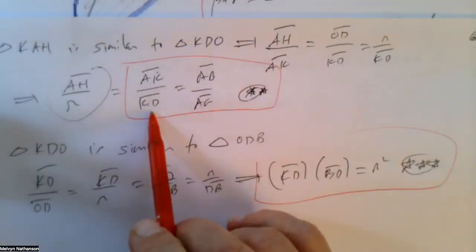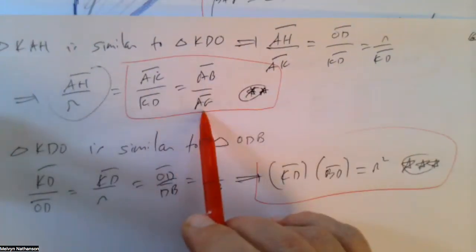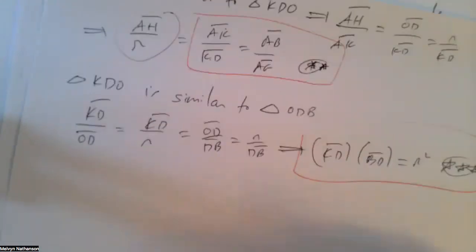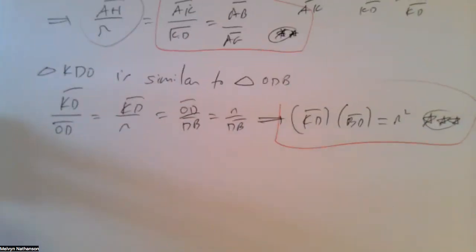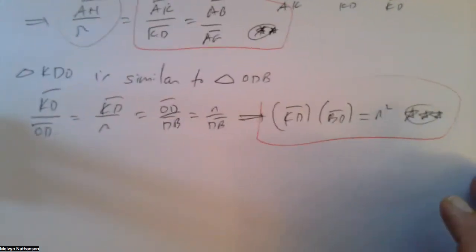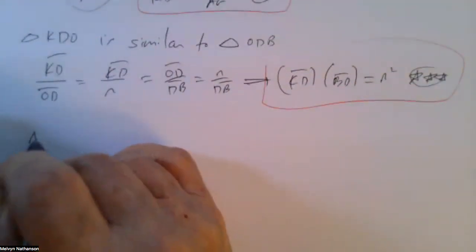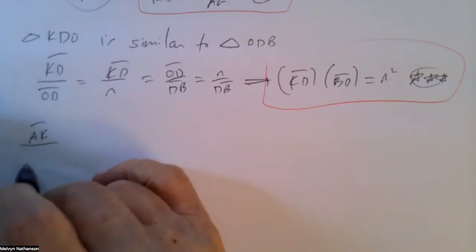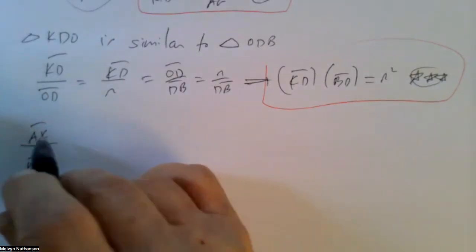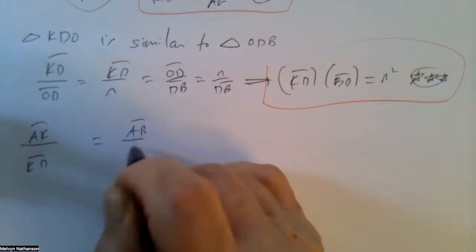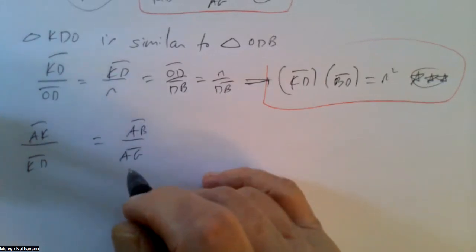We had this relation: AK over KD is AB over AG. So let me just write that down again. Really, in a proof like this, all you can do is try to follow it line by line and appreciate how much work must have gone into trying to figure out an argument like this. So the ratio of AK to KD is the same as the ratio of AB to AG.